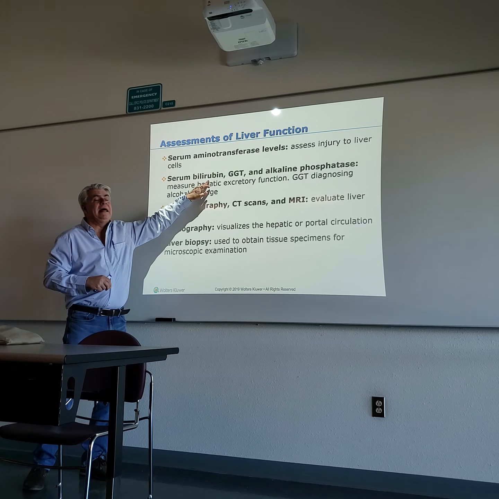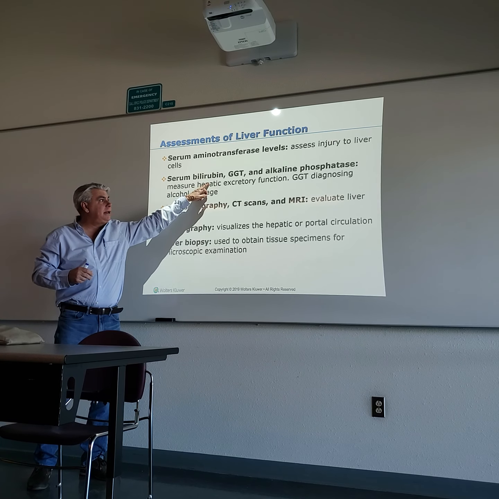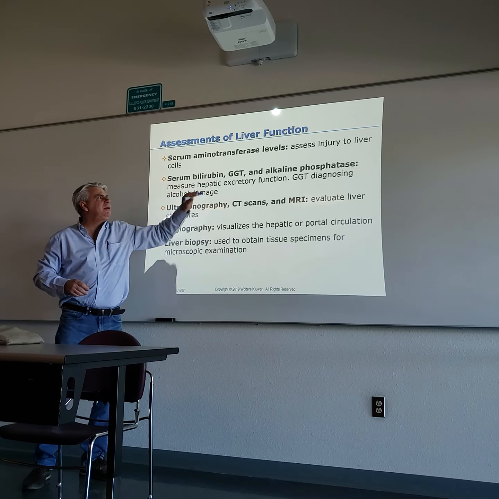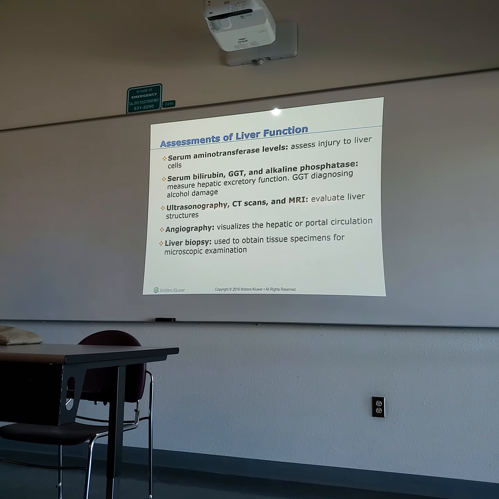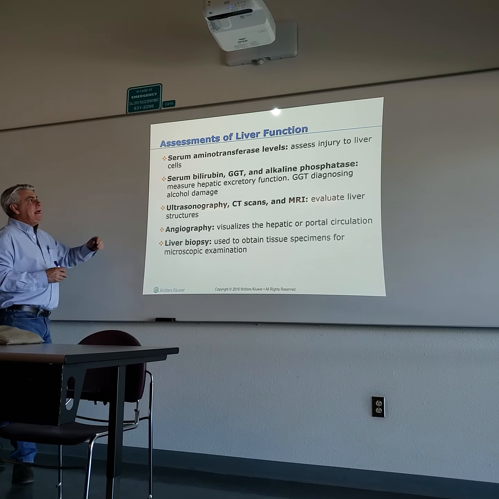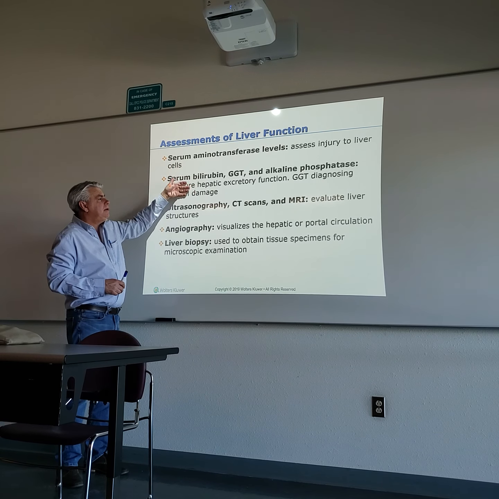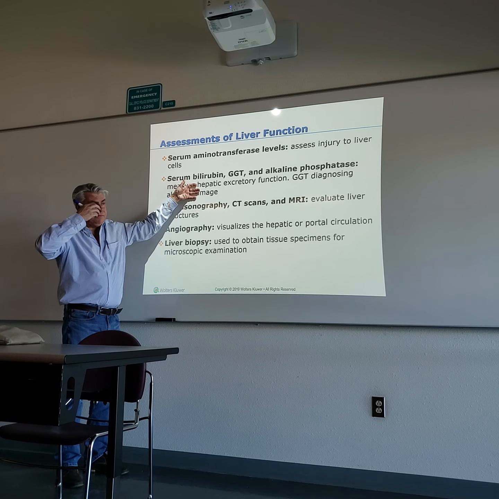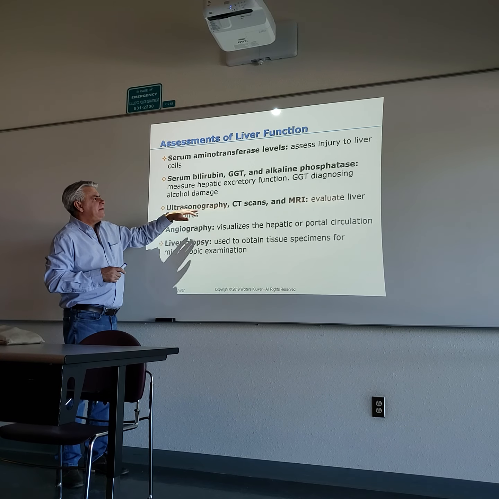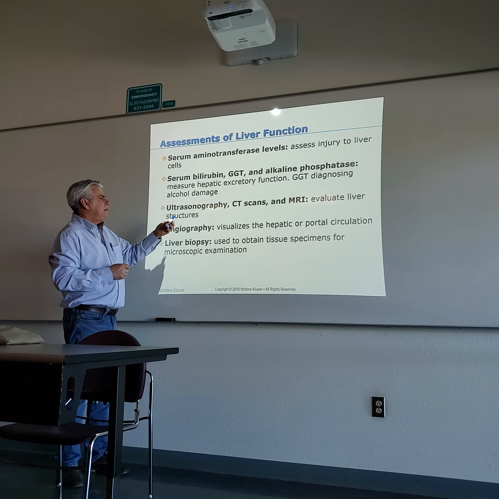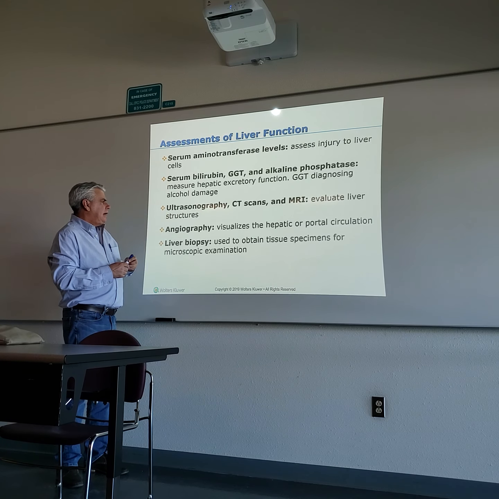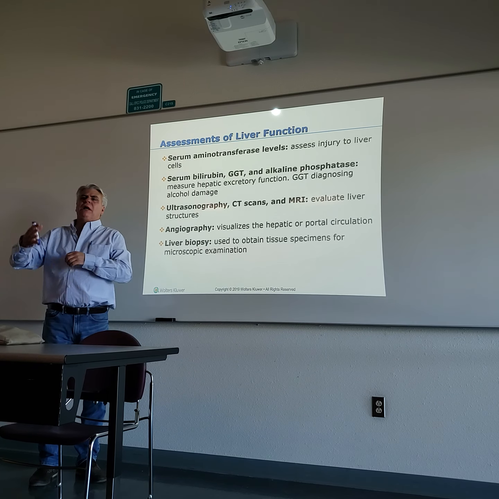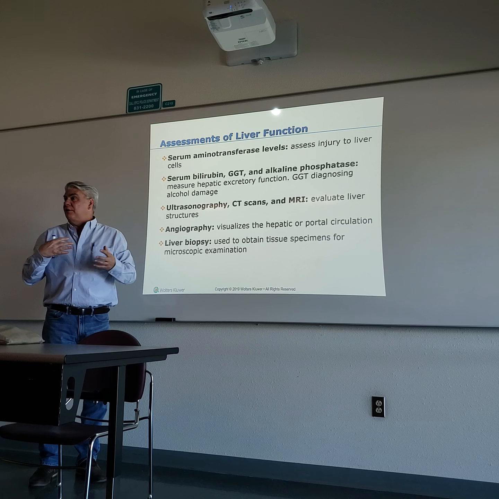Serum bilirubin, that's the part that's been dumped back into your blood. GGT is another one, and alkaline phosphatase. These measure hepatic excretory function. One of them is going to be just damage to the cells themselves. These are going to look at how well they can move this stuff in and out of them, okay? Ultrasound, CT scans, and MRIs evaluate liver structures. Angiography visualizes hepatic and portal circulation. You're looking for portal hypertension, for blood flow up through the liver.